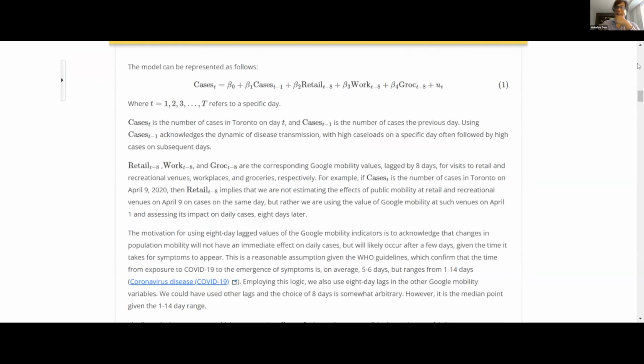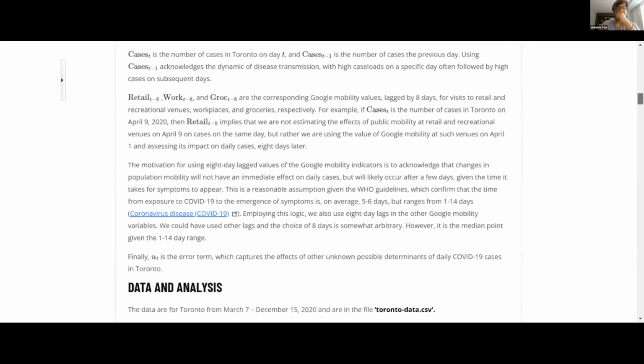As I said before, these are all Google mobility data. They were collected by Google and made available publicly, so there are no issues accessing the data. The neat thing about it is, at least for Ontario, they're available at the daily level for public health units. So we're looking at Toronto.